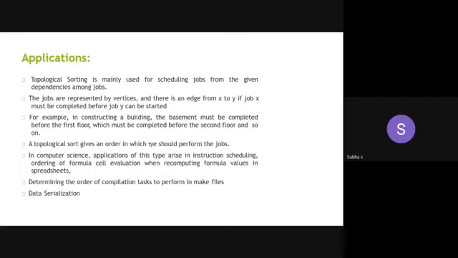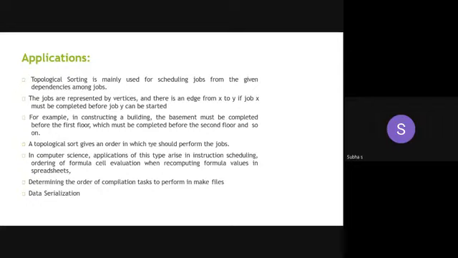Mainly in computer science, in operating systems, we are using topological sorting for job scheduling or for instruction scheduling. It will give the order of the compilation tasks, which part of the program is to be done first, because with that result I can do the next part. So only after compiling the first part can I move to the second part.